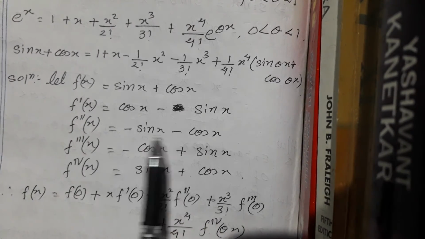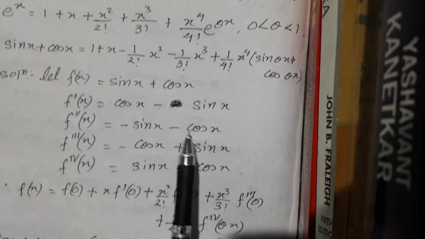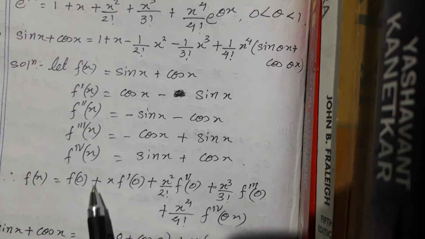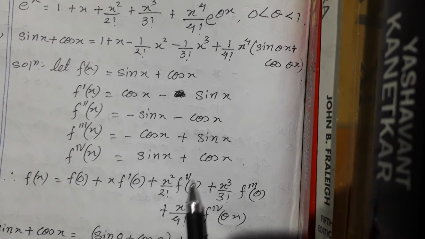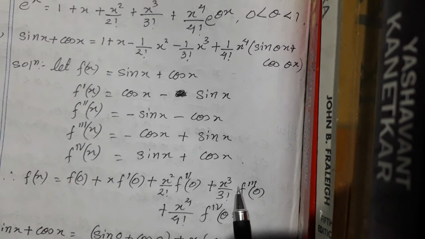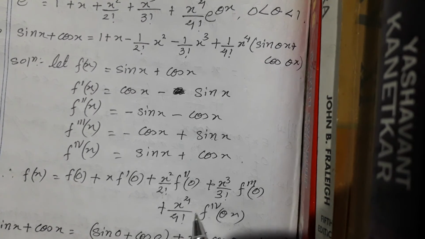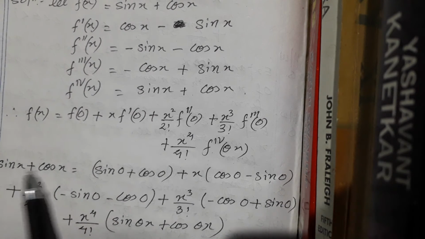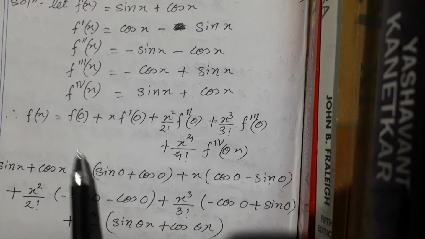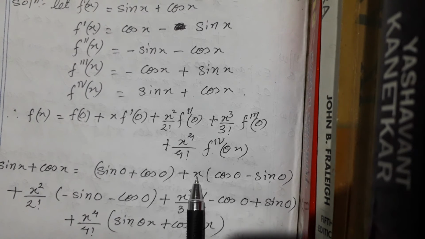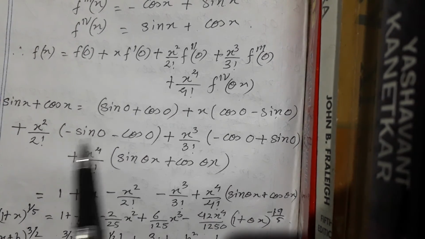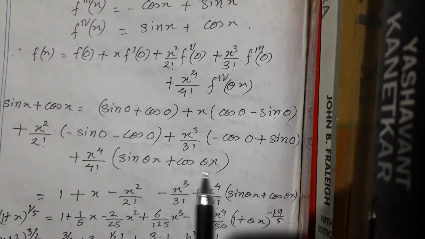I think you understand how to differentiate. So you just differentiate as usual. After differentiating, you apply the Maclaurin theorem up to the order 4. So we have f(x) equal to f(0) plus x f dash 0 plus x squared by 2 factorial f double dash 0 plus x cubed by 3 factorial f triple dash 0 plus x^4 by 4 factorial f4 of theta x. Now we are taking f(x) to be sin x plus cos x, so f(0) is sin 0 plus cos 0, plus x times cos 0 minus sin 0, plus x squared by 2. Just put these values here. f4 of theta x gives sin theta x plus cos theta x.